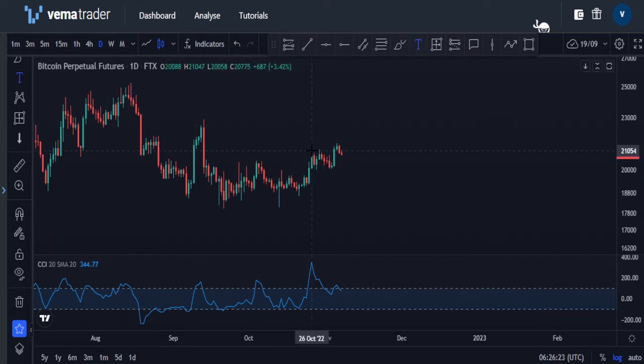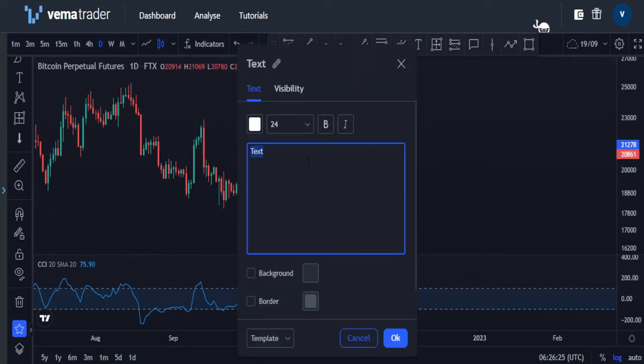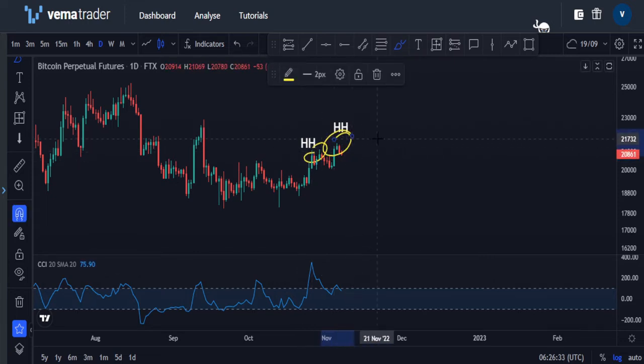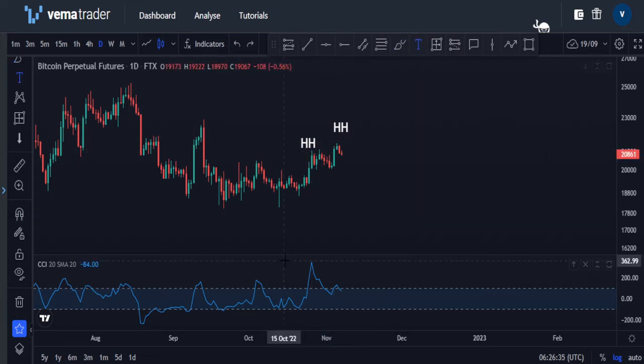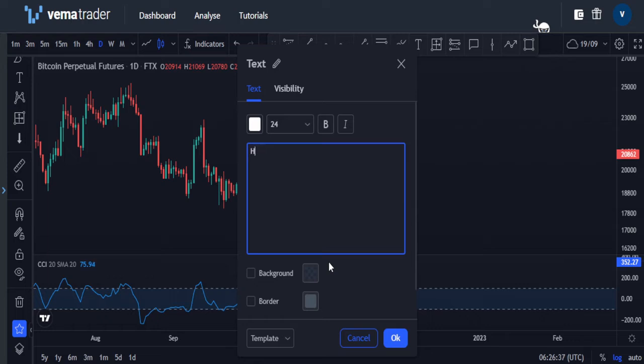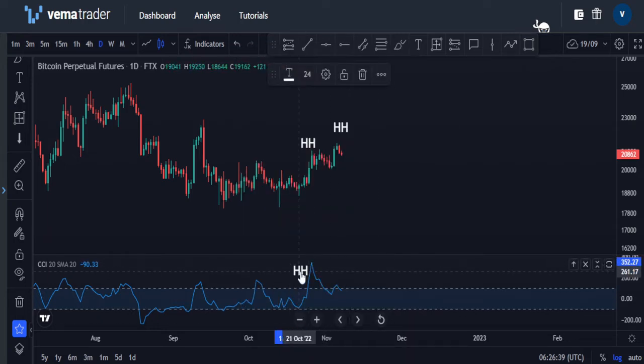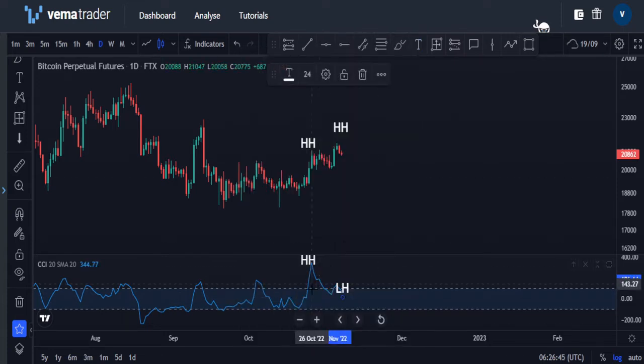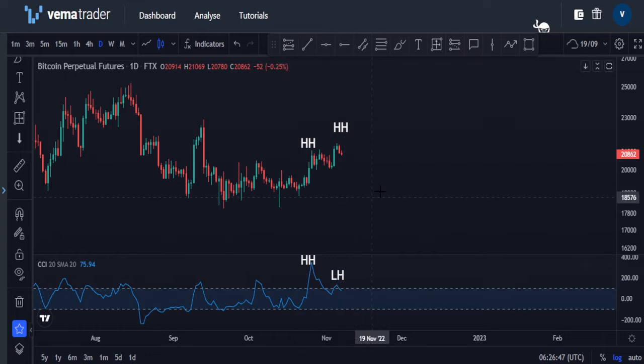And what I mean by that is if you look at market structure on the price action right now, you can see that Bitcoin is making higher highs. It made a higher high here, and it made a higher high here. But if we take a look at the oscillator, we see a higher high on this huge spike here, and then we see a lower high. It doesn't actually agree with what price action is doing.